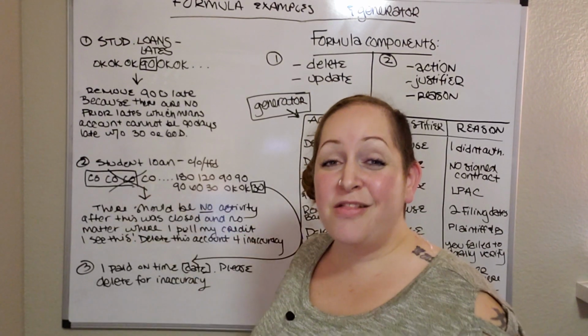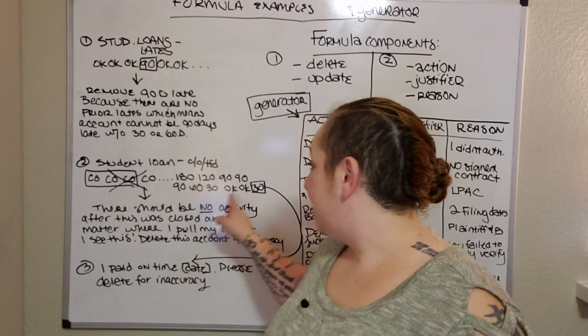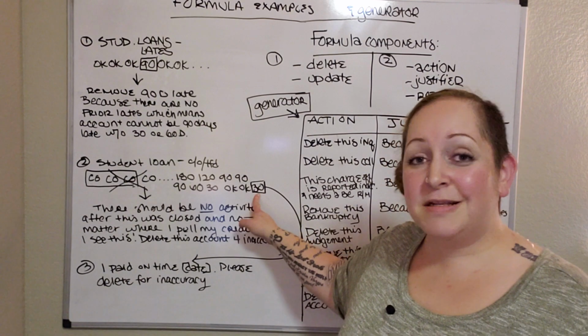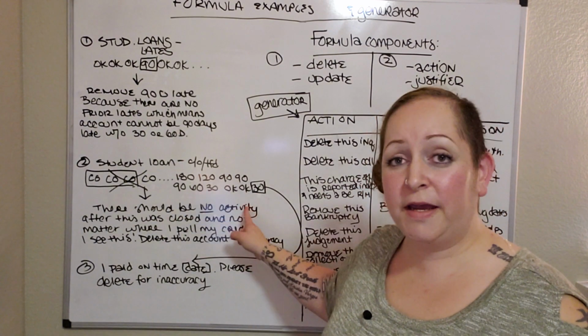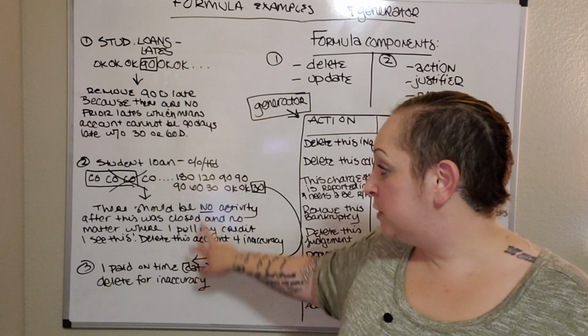Now, another thing that you can do is go here, to this oldest late payment, and dispute that to remove this whole account. So I'm going to show you the dispute reasons for both.